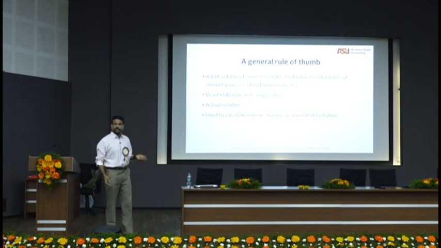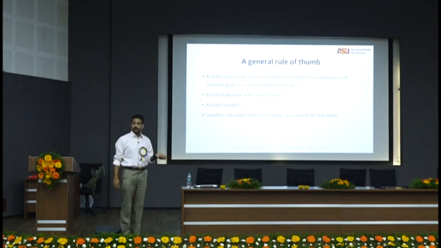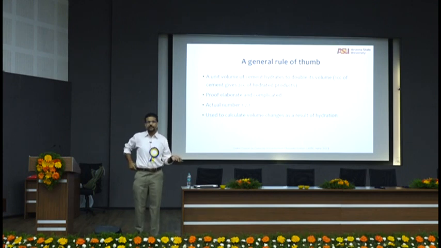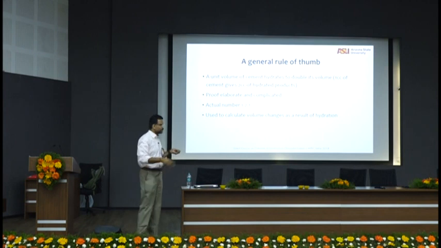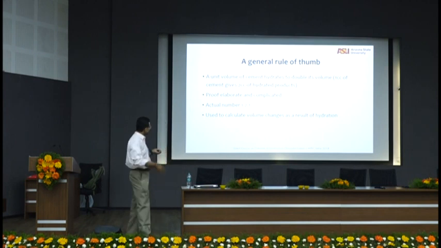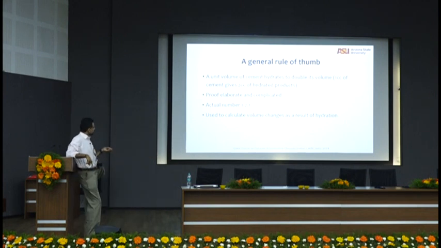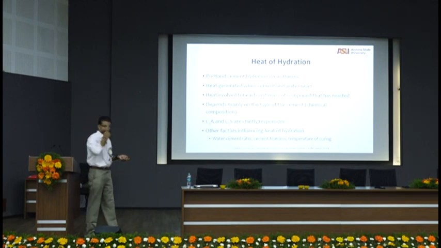So a unit volume of cement hydrates to double its volume, right? If I take 1 cubic centimeter of cement, you will get about 2.15 cubic centimeters of the reaction products. I probably will show you some calculations in the next class. The proof is elaborate and complicated, so I'll skip that, but I'll show you some examples. The actual number is 2.1, 2.15. Volume changes as a result of hydration.